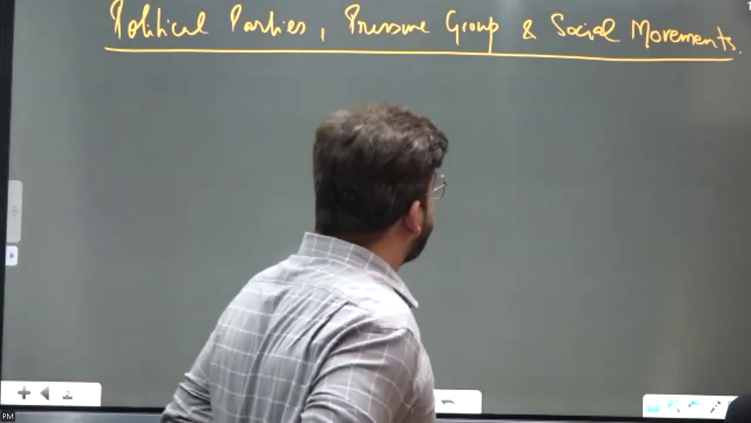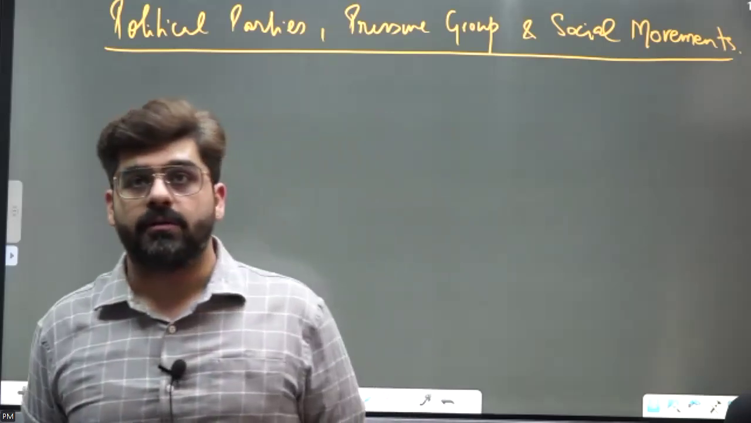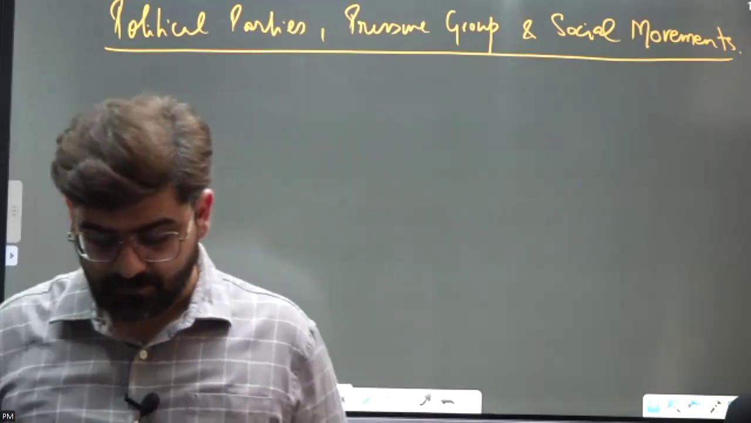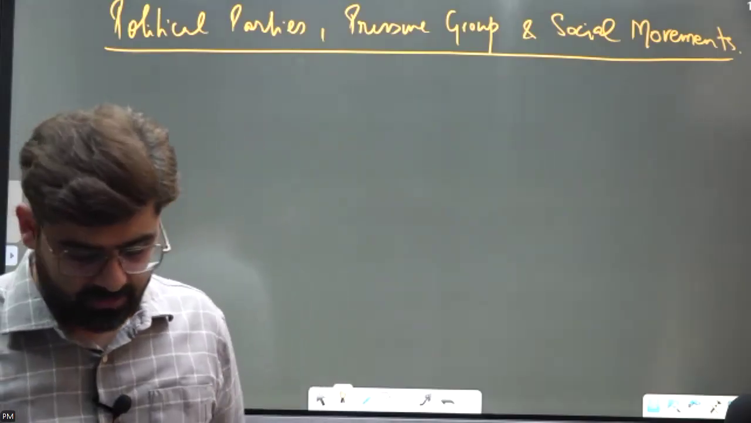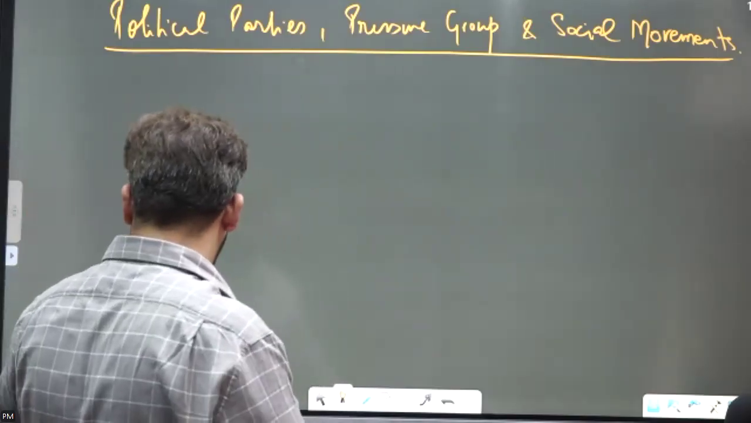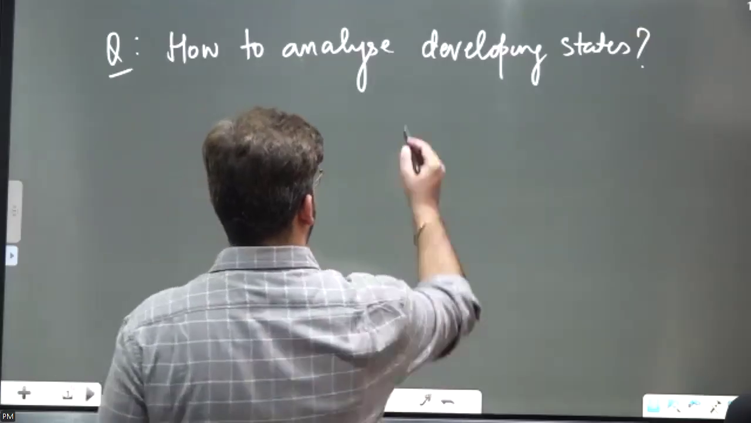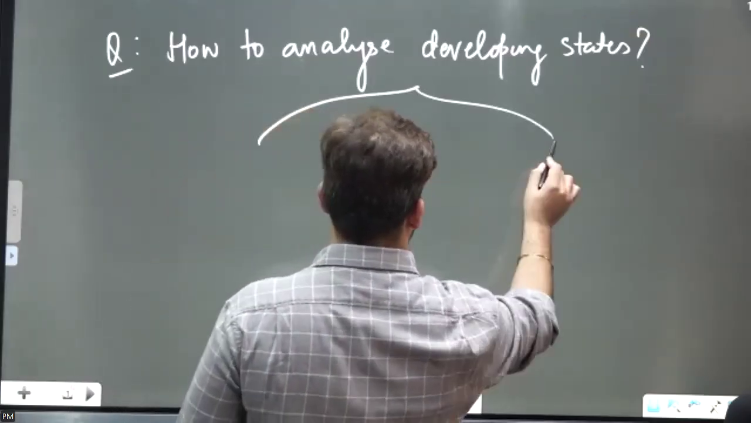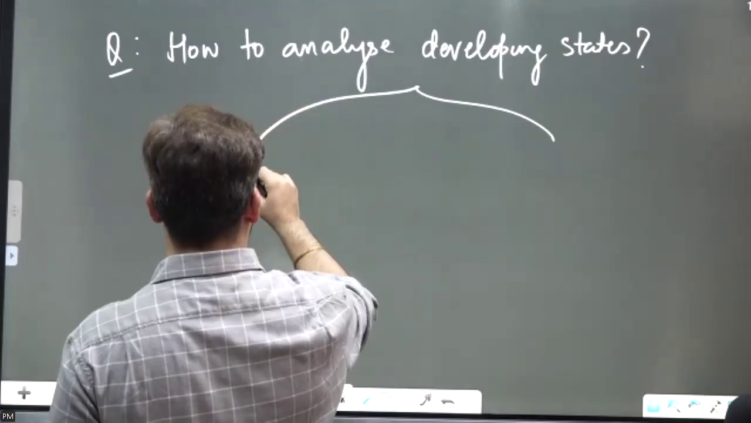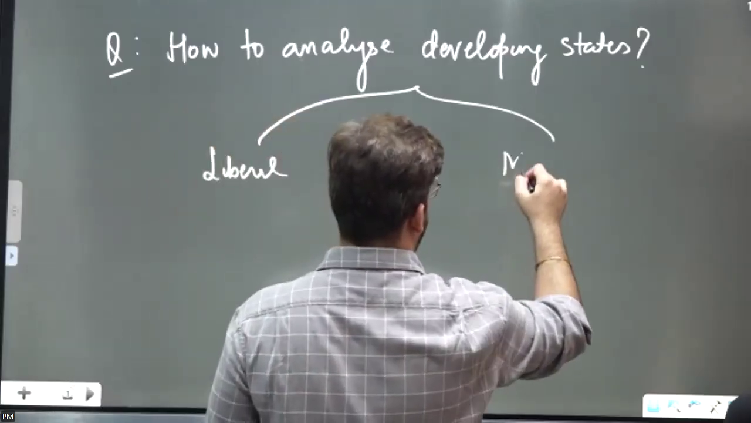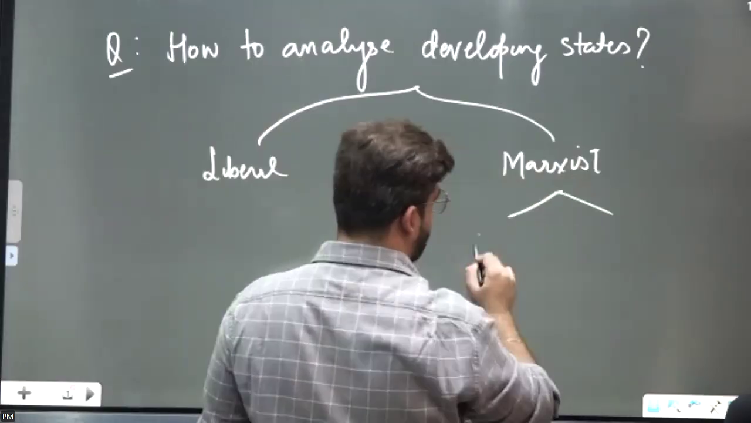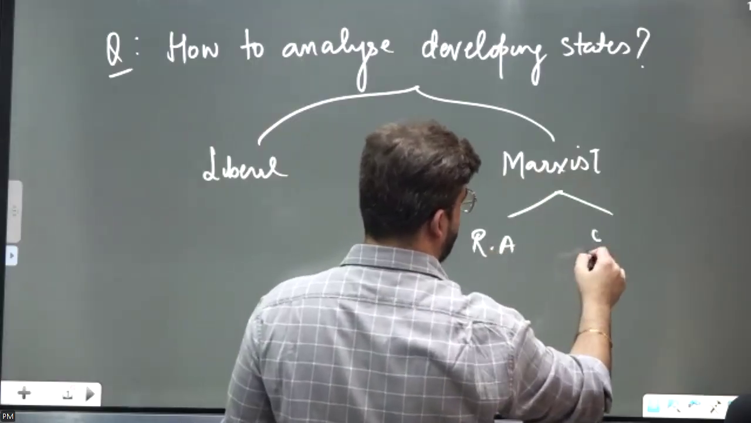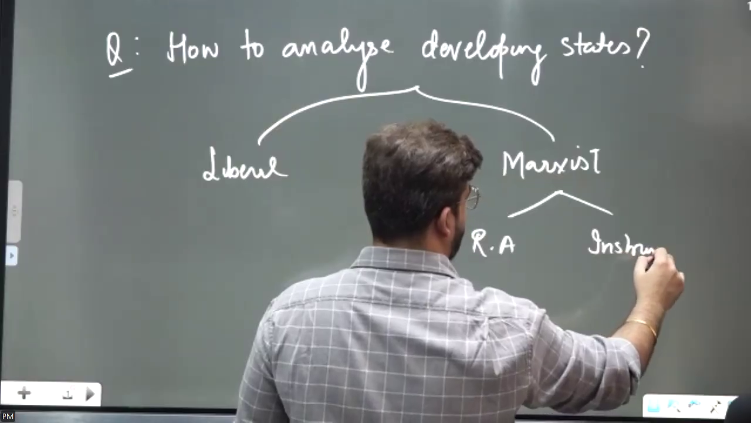Political parties, pressure groups, and social movements, the next part of our syllabus. Economy, society, polity. This is not the framework which I discussed with you. Yesterday I told you that when you have to analyze the developing states, you can either take a liberal approach or you can analyze them from the Marxist approach. Within the Marxist approach, you have the relative autonomy approach and you have the instrumentalist approach.